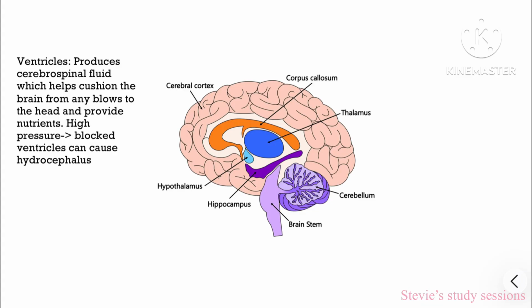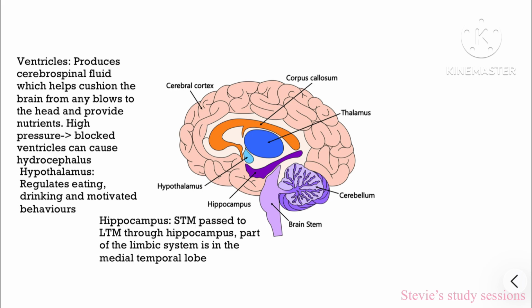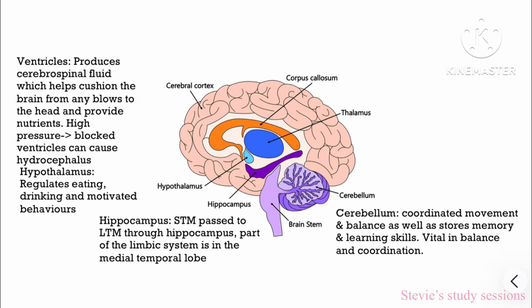Finally, ventricles produce cerebrospinal fluid, which helps cushion the brain from any blows to the head and provide nutrients. High pressure leads to blockage in ventricles, which can cause hydrocephalus. The hypothalamus regulates eating, drinking, and motivated behaviors. The hippocampus: short-term memory is passed to long-term memory through the hippocampus. The cerebellum coordinates movement and balance as well as stores memory and learning skills.